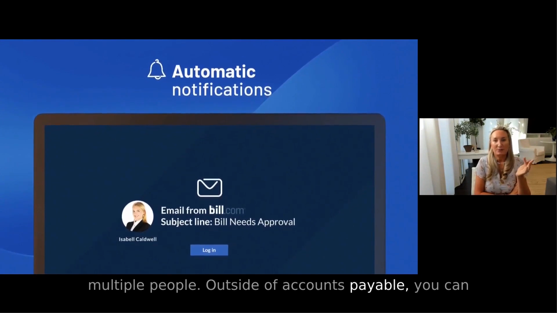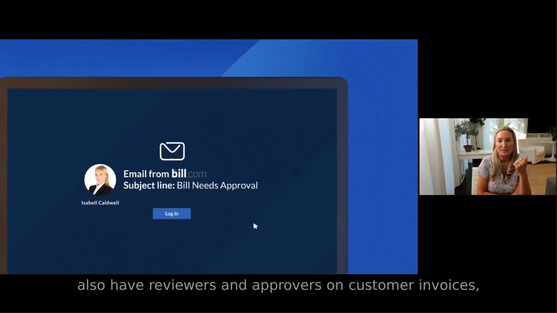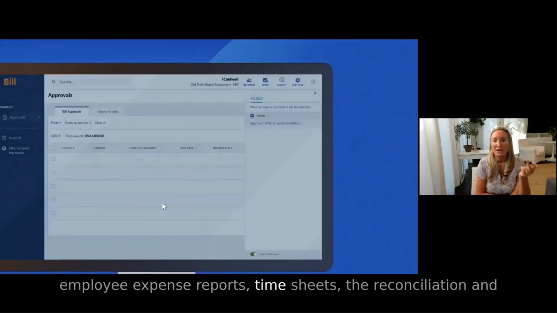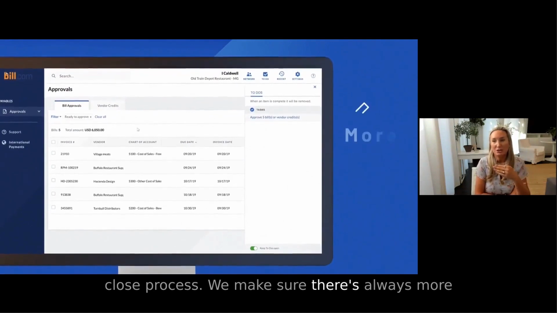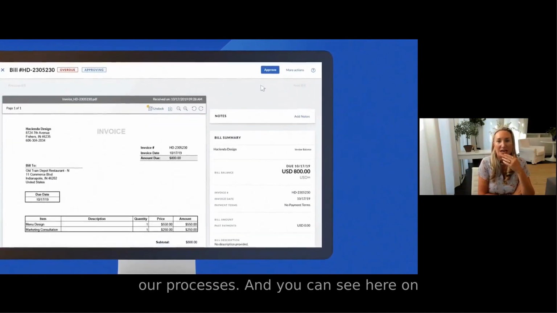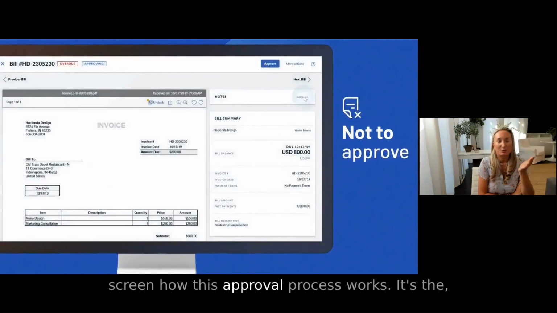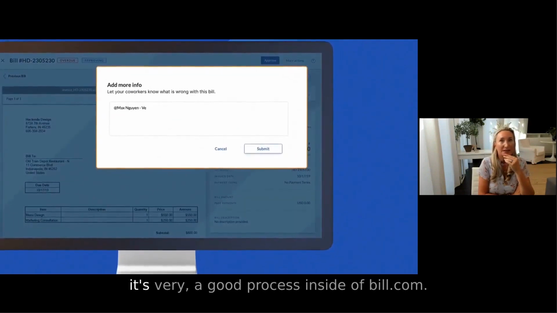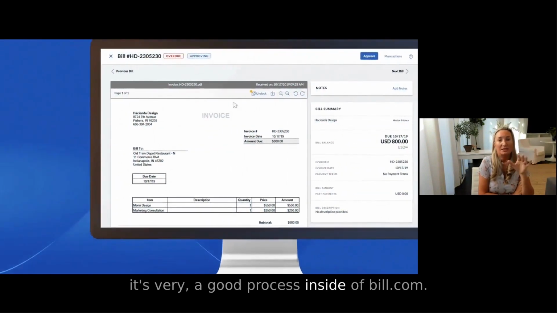Outside of accounts payable, you can also have reviewers and approvers on customer invoices, employee expense reports, timesheets, the reconciliation and close process. We make sure there's always more than one set of eyes on any of our processes. And you can see here on screen how this approval process works. It's a good process inside of bill.com.